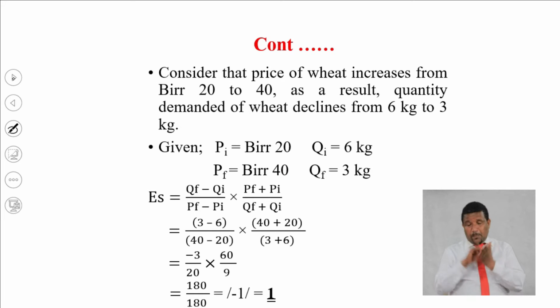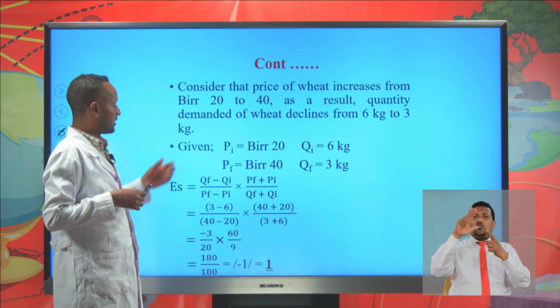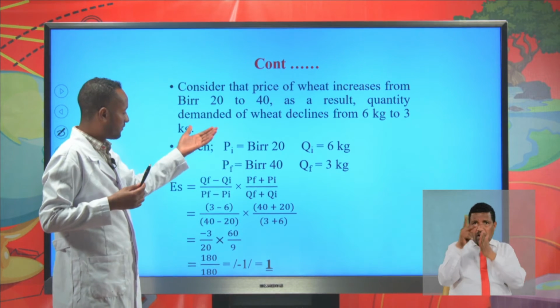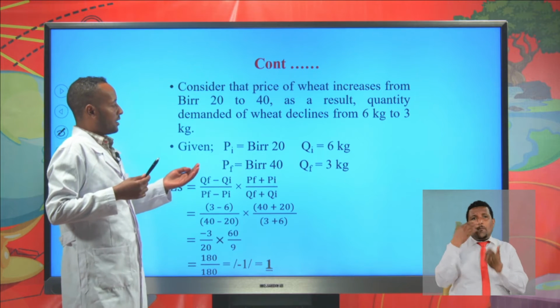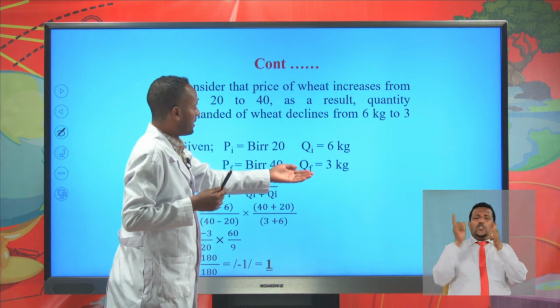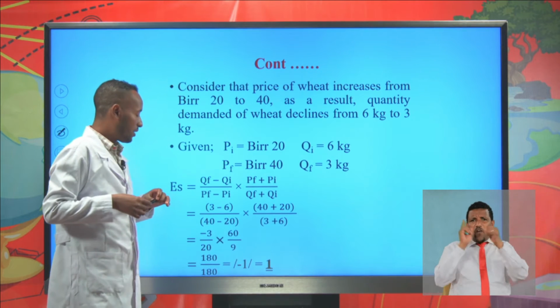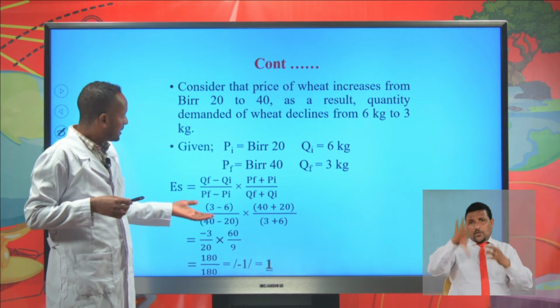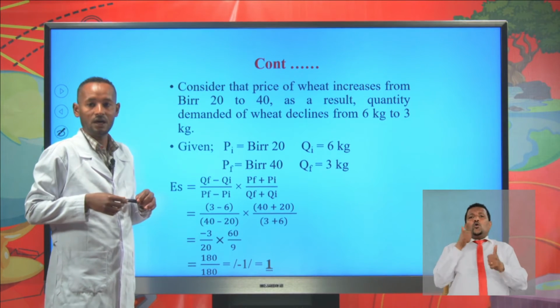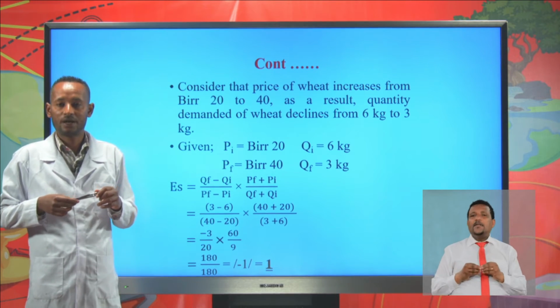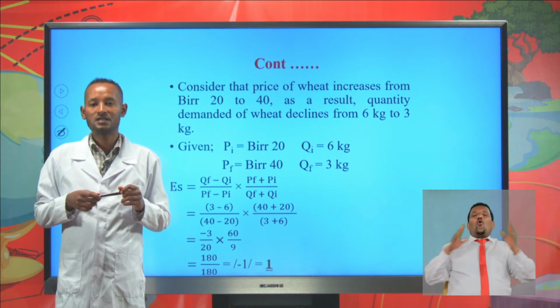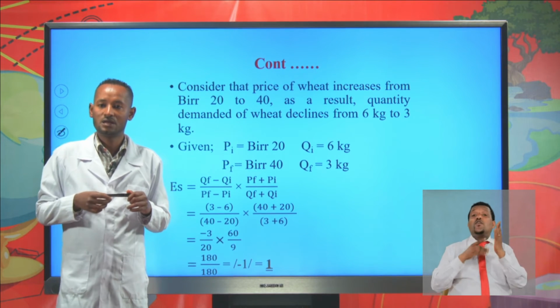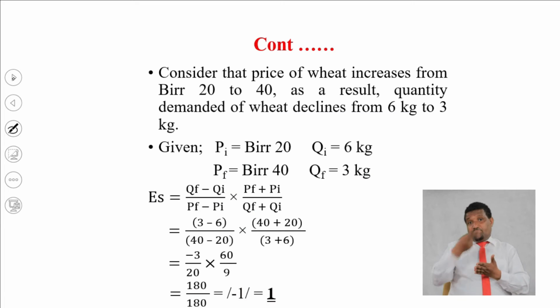Consider that the price of wheat increases from 20 to 40. As a result, quantity demanded of wheat declines from 6 kg to 3 kg. The given information is the initial price is 20, the final price is 40 birr. As a result, the initial quantity is 6 kg and the final quantity is 3 kg. When we substitute into the arc formula, we get a price elasticity of demand of 1. And mathematically, after calculating, if you get a price elasticity of demand value of 1, then the buyer is said to be unit elastic.